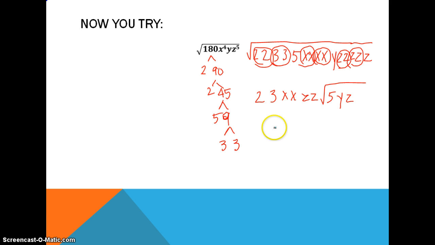Now we simplify. 2 times 3 is 6. x times x is x squared. z times z is z squared. We can't simplify anything under our radical, so we just have 5yz. So 6x squared z squared times the square root of 5yz.